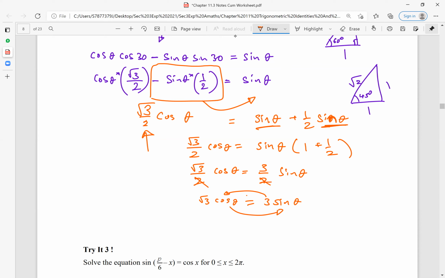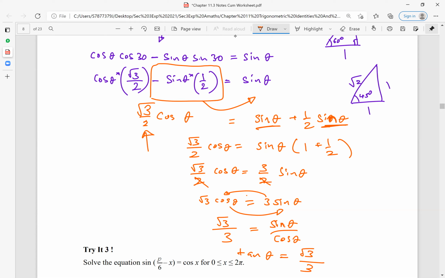So this side, you do one thing at a time. Square root 3 divided by 3. Do you understand this portion? I bring the 3 over first, then I bring the cosine over. It becomes sine theta over cosine theta. What is sine theta over cosine theta? Yes, tangent, correct. So tangent theta is equal to square root 3 over 3.